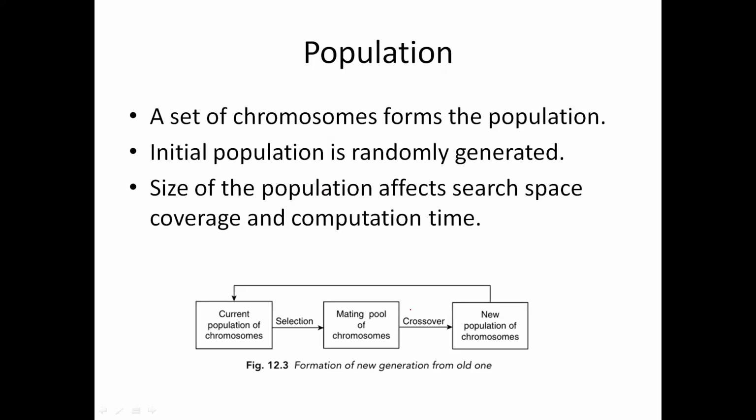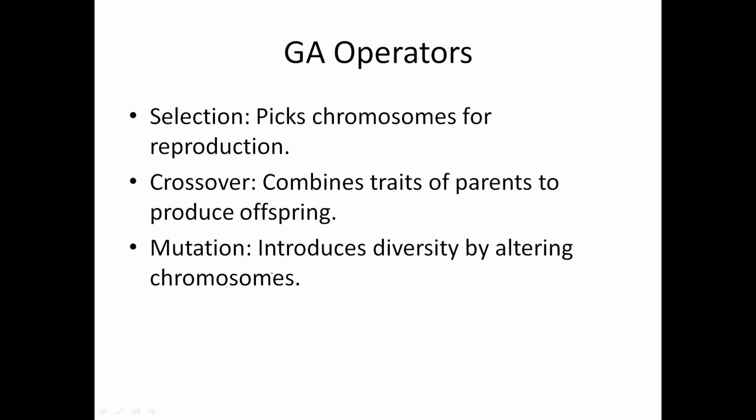So this is how you create a new population with the help of an old one. Select a current population, do a selection process. It's the same thing that we saw in the flowchart: a mating pool of chromosomes, perform a crossover or mutation, and then you get a new population. We keep on doing this process again and again to generate a new population from our old population.